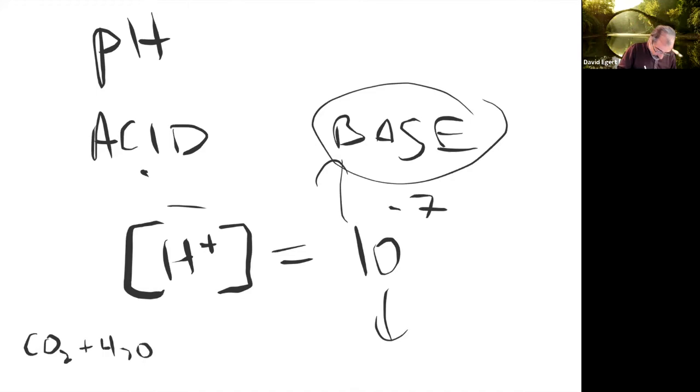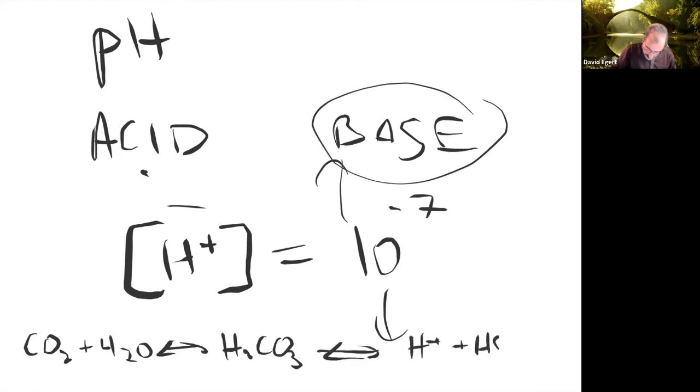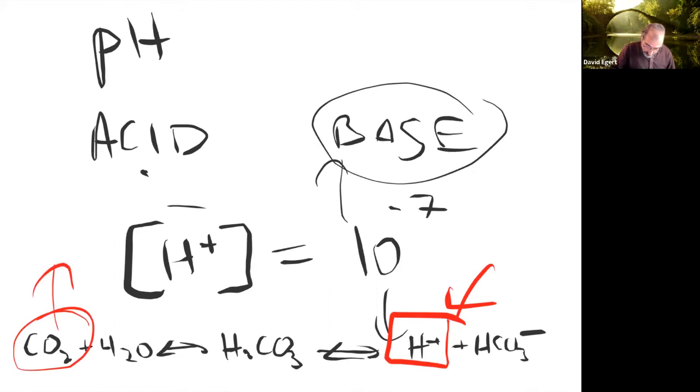This H2O became carbonic acid, H2CO3, which dissociates into H plus and a bicarbonate ion. That's the reason why increasing CO2 in your body is making things more acidic overall, because you're getting ultimately more H plus in your bloodstream.